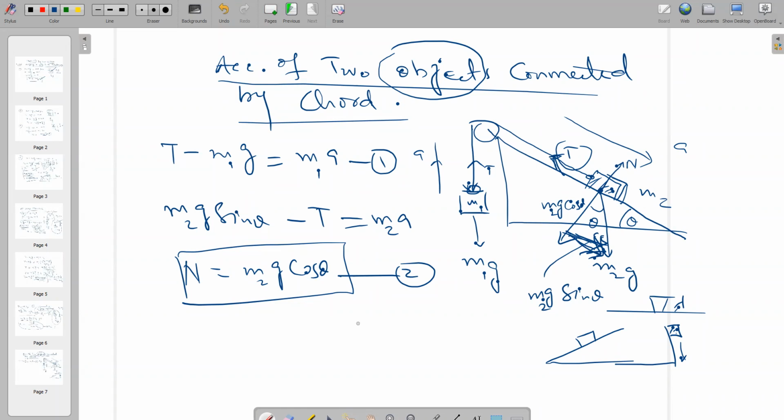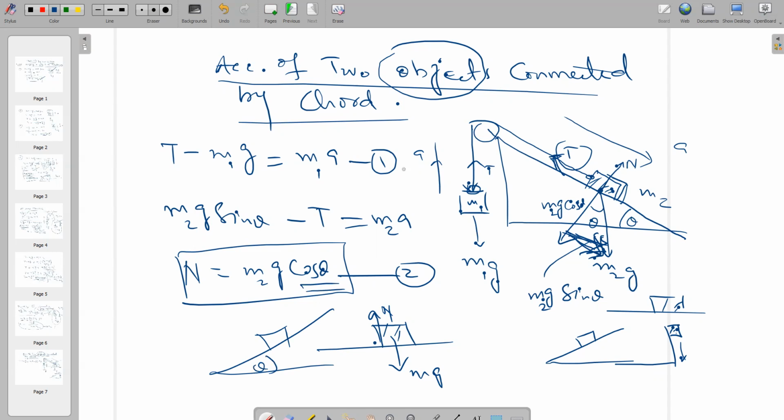So here you can see N is equal to m2g cos theta. But in the previous slide, last time I explained that if the body is here, and this is mg, then N will be what? N is equal to mg. But it is not always N is equal to mg. If the body is placed on the inclined plane, then N is equal to mg cos theta. So there will be some theta involved.